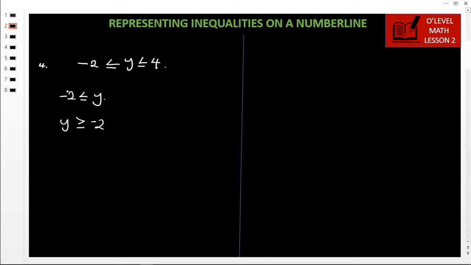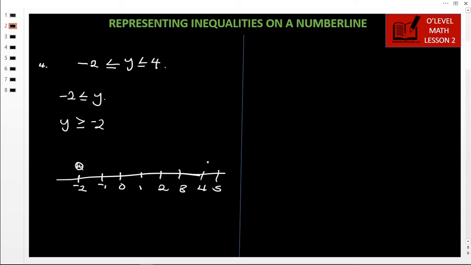What does that mean? Meaning that any number which is bigger than negative 2 is going to be a value of y, because negative 2 is smaller than y, meaning that y is bigger than or equal to negative 2. So on our number line here, we have 0, negative 1, then negative 2, then here we have 1, then 2, then 3, then we go to 4, and then 5. So our boundary point here is negative 2. Then because negative 2 is inclusive, we are going to shade it.